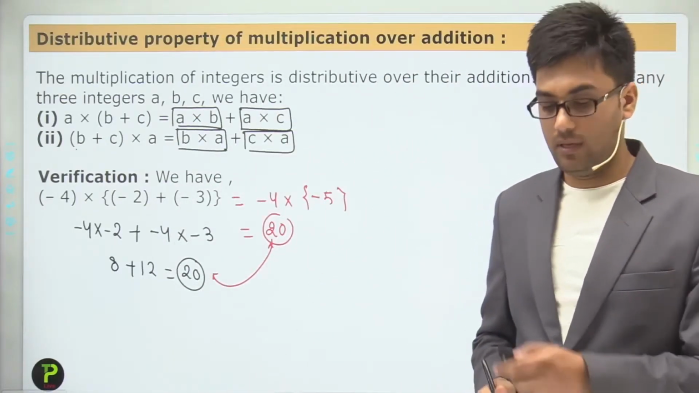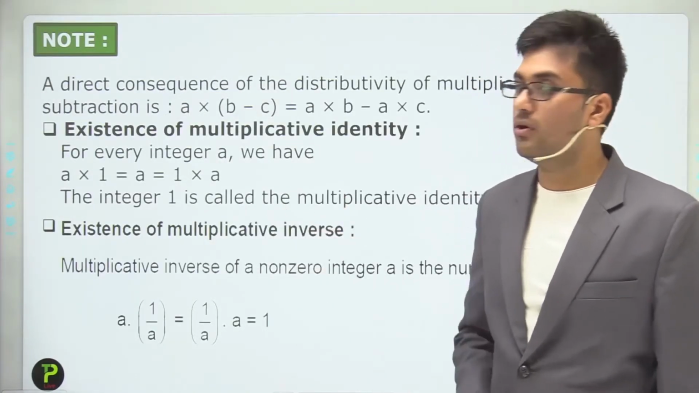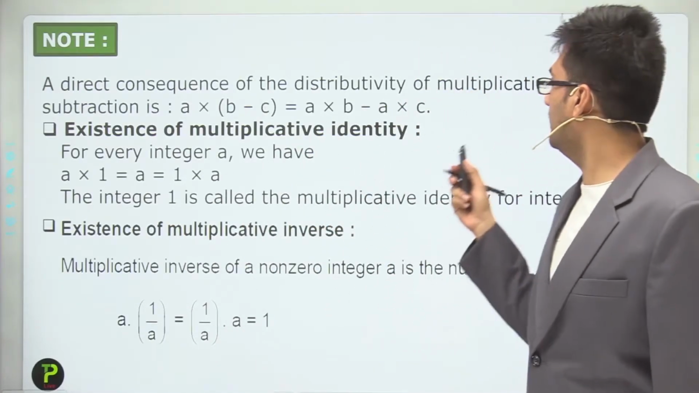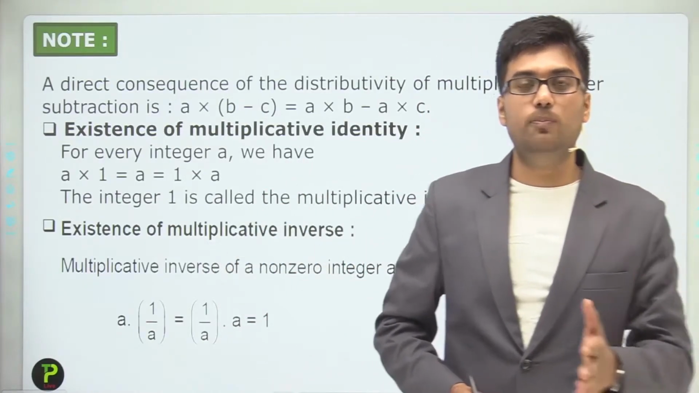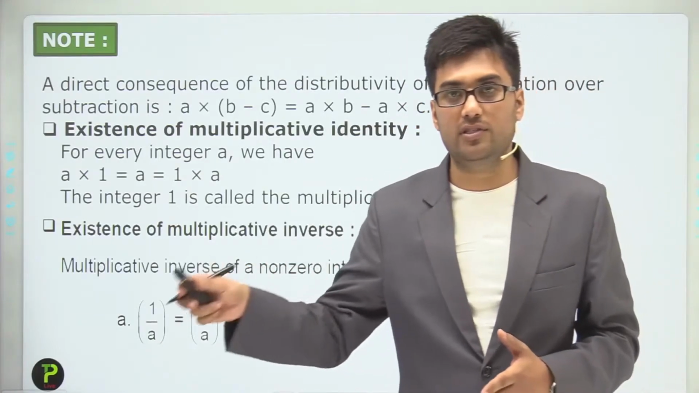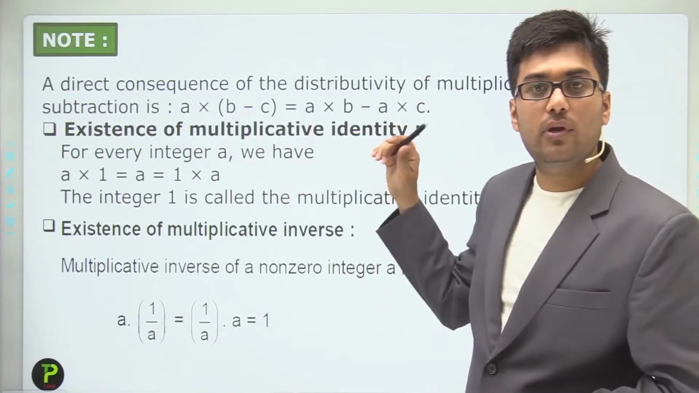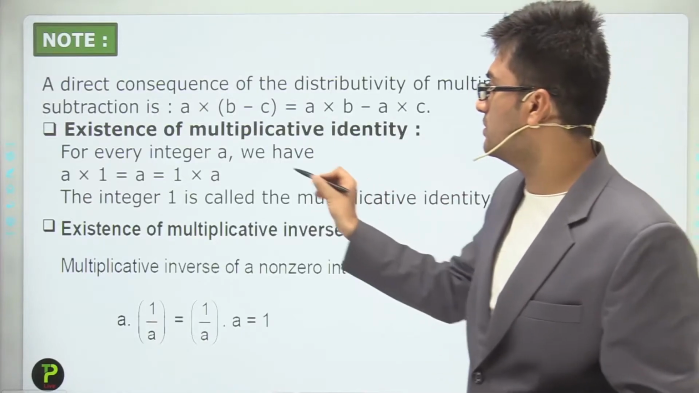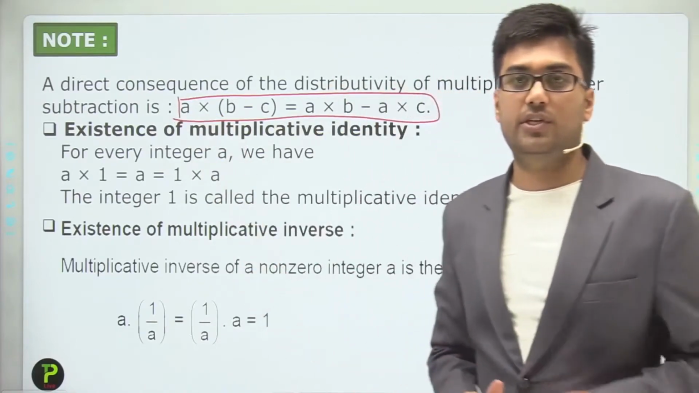Clear? Now students, let's discuss one important note here. A direct consequence is the distributive property of multiplication over subtraction. Same as the distributive property over addition, we can write it over subtraction also: a multiplied by (b minus c) is equal to a multiplied by b minus a multiplied by c. Clear? This is the distributive property of integers over subtraction.